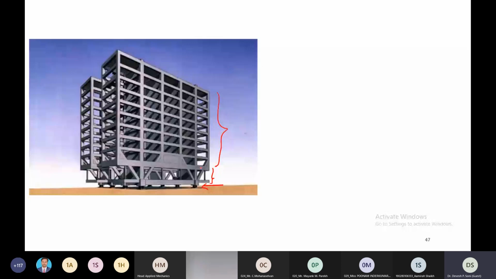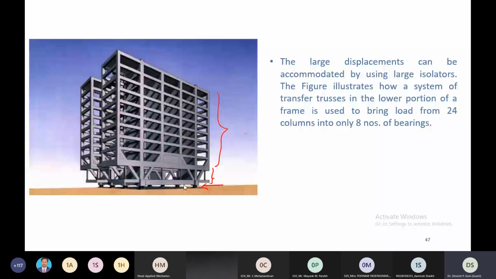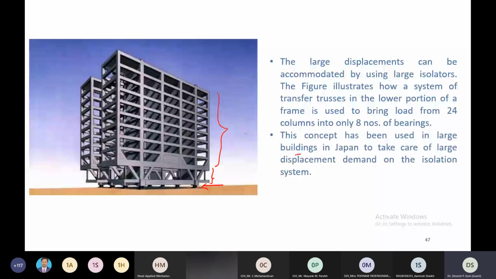Usually one bearing is provided below each column. Looking at the configuration of this structure, around 24 isolation bearings are required. And by using this transfer truss, it has been possible to use fewer isolators to accommodate large isolation displacement resulting from near fault ground motion. So this concept is used in Japan. This concept has been used in large buildings in Japan to take care of large displacement demand of the isolation system.